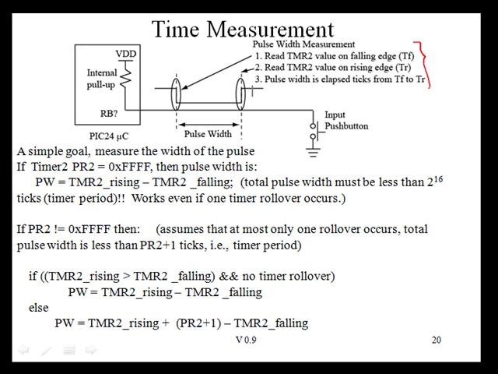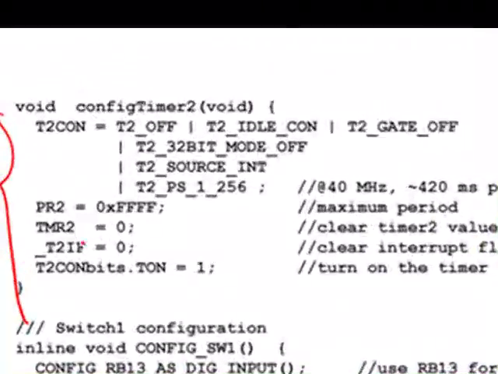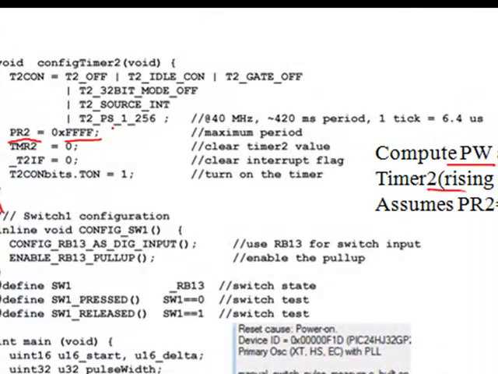So now that we have an approach for measuring this pulse width, how do we write PIC24 code to make this happen? Let's first look at a straightforward implementation of this pulse width measurement. What we're going to do first is configure our timer 2 for a maximum period register value of 0xFFFF. This means that we'll be able to compute the pulse width by simply taking the falling edge and subtracting it from the rising edge. We're also going to set our prescale value to 256. This is the maximum prescale value.